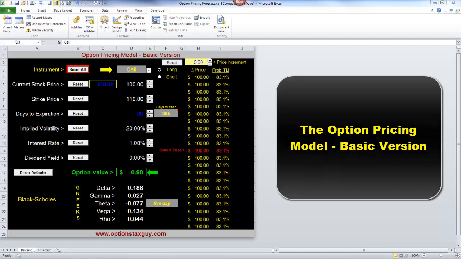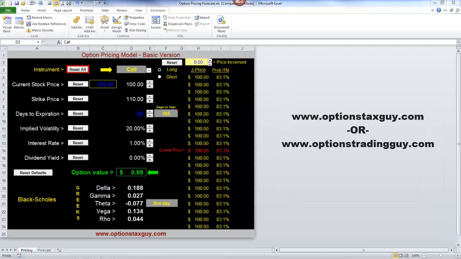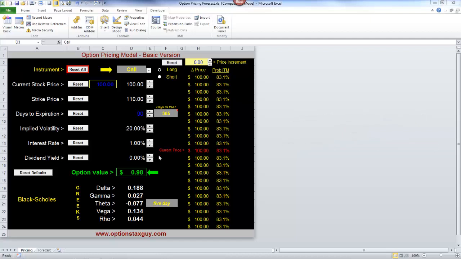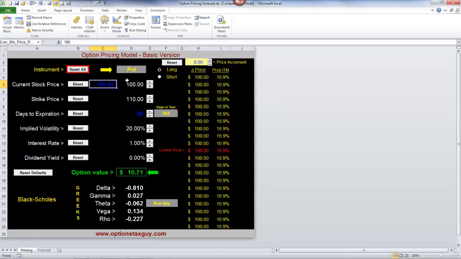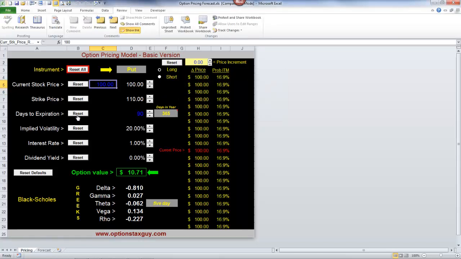Welcome to a demonstration of the basic version of the options pricing model that you can download from my website at optionstaxguy.com or optionstradingguy.com. Here is where you input your option type, call or put, and it's where you reset your current stock price. The default is 100, or you can directly input it here. So we'll reset it back to 100. Now you can reset any of these amounts by using this command button.